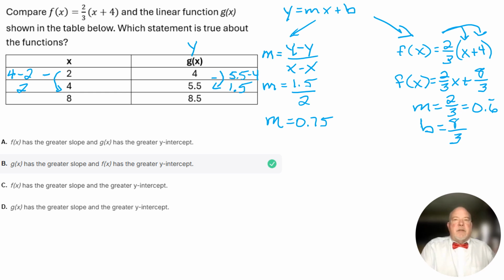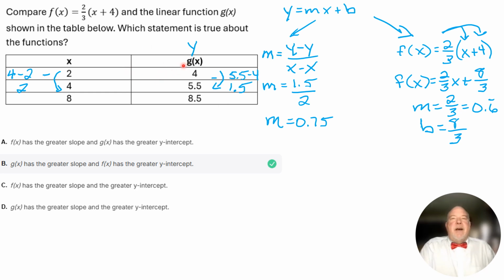G of x has the greater slope. Yeah, that's right. Sorry, I was reading and thought, that doesn't make sense. And then we're going to go find the y-intercept. So how do I find the y-intercept from this table of values? Because I need to compare the y-intercepts also.